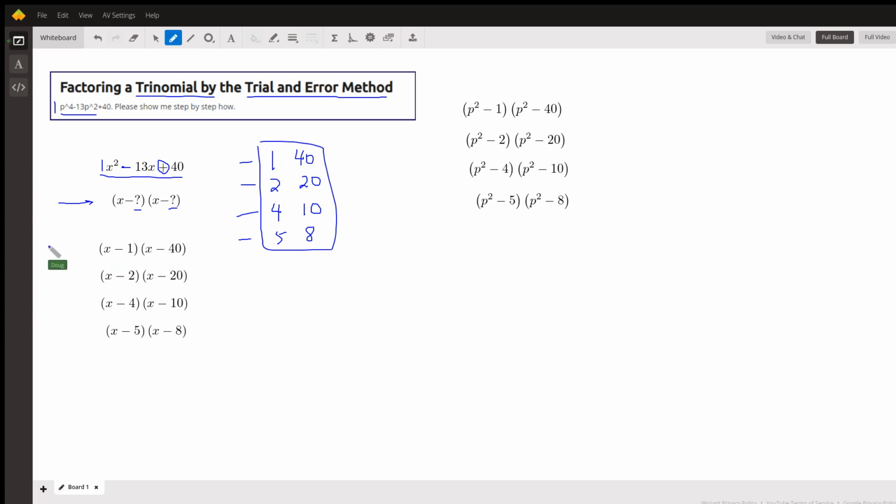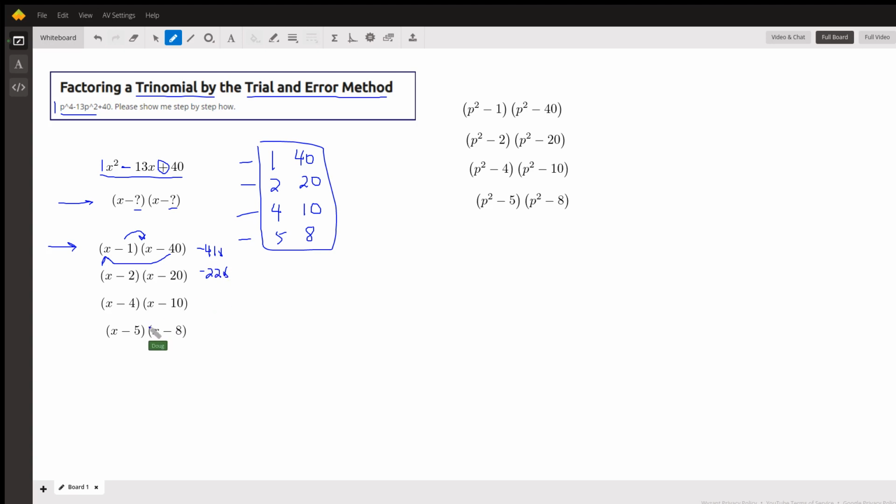So trial and error means you, on scratch paper or scrap paper, try them. And you want to pick the pair that gives you a middle term of negative 13. So if I try the 1 and the 40, yeah, I'll get a plus 40, but the outer product is minus 40x and the inner product is minus 1x. This would give you a minus 41x in the middle. Not what we want. And similarly, if we try the 2 and the 20, we'll get a negative 20x and a minus 2x is minus 22x.